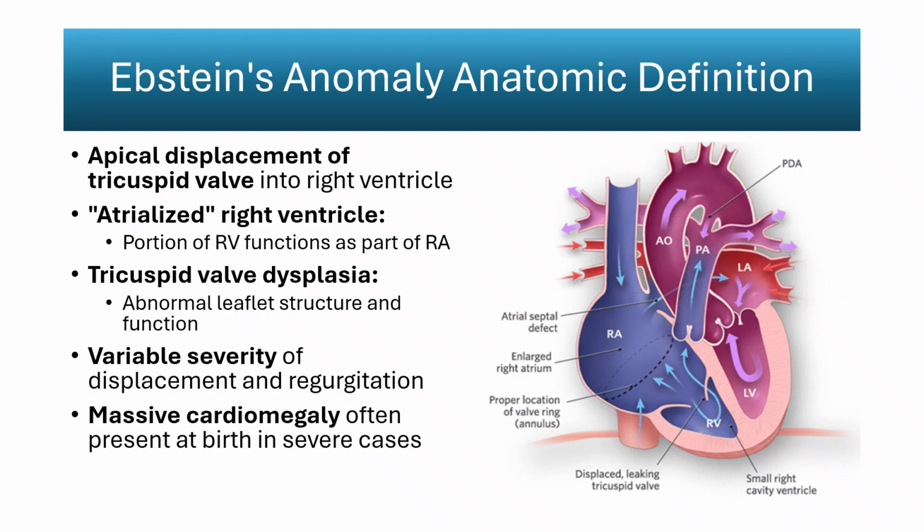Dysplasia of the valve tissue compounds the defect, with thickened or fenestrated leaflets producing variable degrees of tricuspid regurgitation. The severity of leaflet displacement and regurgitation defines the clinical spectrum, from mild asymptomatic disease to catastrophic neonatal presentations. In severe forms, the functional right ventricle is markedly reduced in size, and the right atrium plus atrialized ventricle dominate the cardiac silhouette. Massive cardiomegaly, sometimes filling the entire thoracic cavity, is a striking radiographic feature in newborns with severe Ebstein's anomaly.